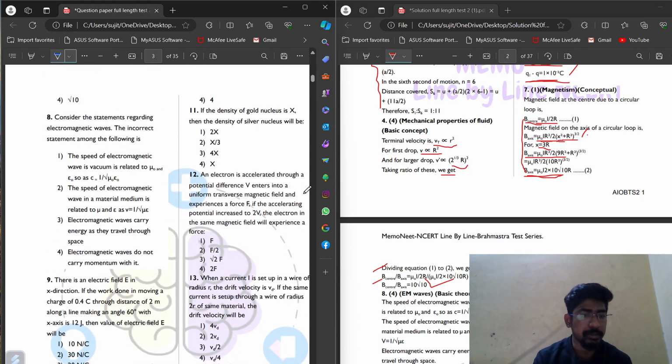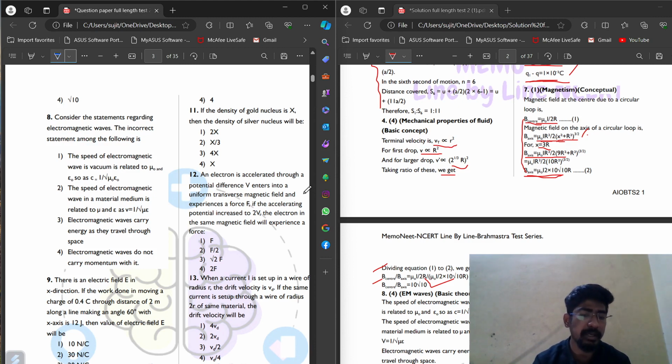Question number 8. Consider a statement regarding electromagnetic EM waves. The speed of the electromagnetic wave in vacuum is related to mu naught and epsilon naught: C equals 1 by root over mu naught epsilon naught. That is correct. You can also say E by B, or E naught by B naught, the electric field divided by the magnetic field in vacuum, equals C, and C equals 1 by root over mu naught epsilon naught. The speed of the electromagnetic wave in a medium is V equals 1 by root over mu epsilon, that is also correct.